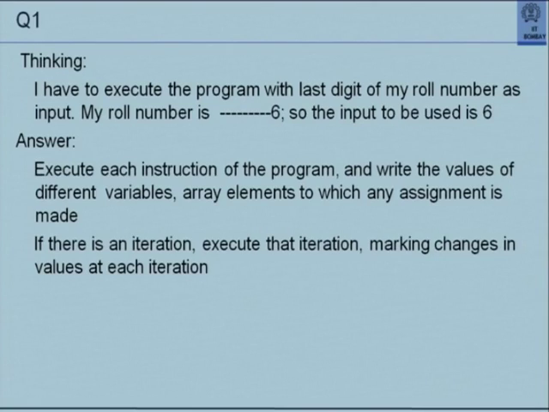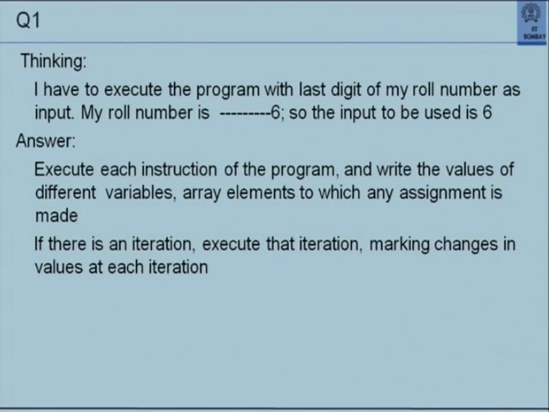Okay. Here is what I will do. All of you have this question paper. We will start going through this question paper and follow this approach. Execute each instruction of the program, write the values of different variables, array elements to which any assignment is made. A value can change only when an assignment is made, otherwise it will not change. So whenever any assignment is made, I write down that value and I keep writing that. If there is an iteration, I will go through the loop as many times as it wants. Keep writing that. You will notice that at the end, when I write the output, I can never make a mistake because I would have almost acted like a computer and executed.